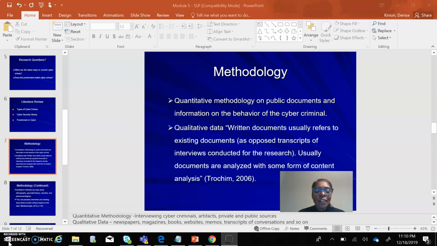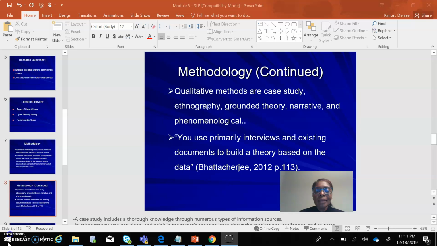Quantitative methodology would include in this research interviewing cyber criminals and verifying artifacts from both private and public sources. Some of the qualitative data, written documents, usually are documents that already existed. And some of those can be newspapers, magazines, books, websites, memo transcripts, and conversations, to mention just a few.